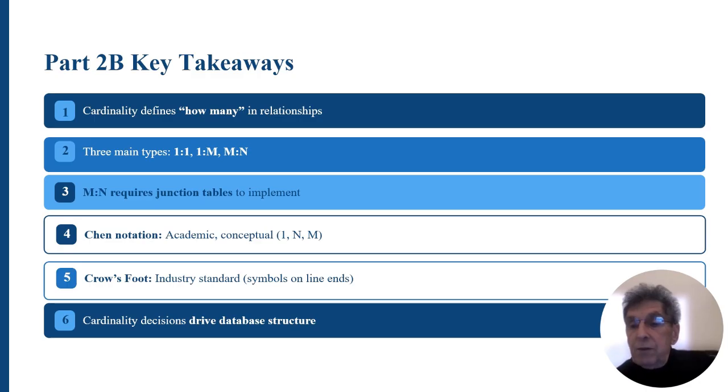Junction tables resolve the many to many relationships and hold the relationship data and attributes. Chen notation uses rectangles, diamonds, ovals, and 1, N, M labels, and it's good for learning and conceptual models. Crow's foot notation is compact, uses symbols and line endings, and is the industry standard. Use it as you're implementing. Minimum and maximum cardinality encode business rules, with optional versus mandatory relationships.